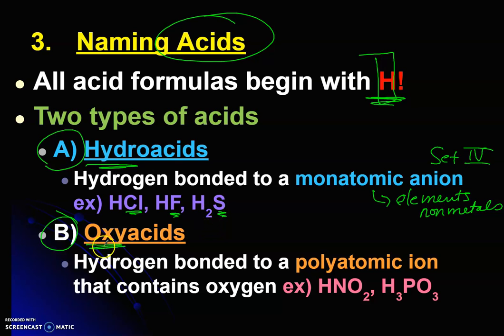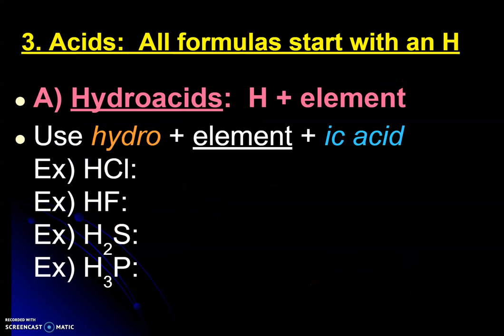The other type of acid is an oxyacid. Oxyacids are hydrogens bonded to our polyatomic ion friends from set 5 and from set 6 of our gold ion sheet. They contain more than one capital letter as the anion. So it's H and like an NO2 or H3PO3. So those have a very different set of names to them.